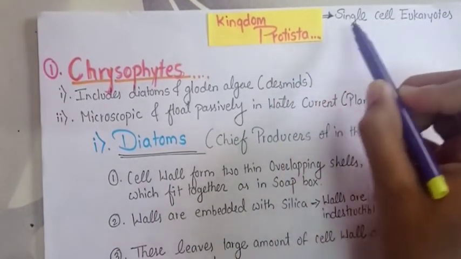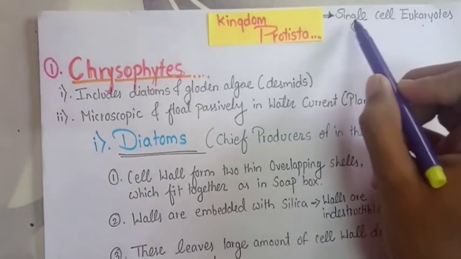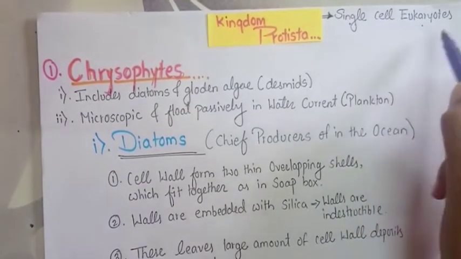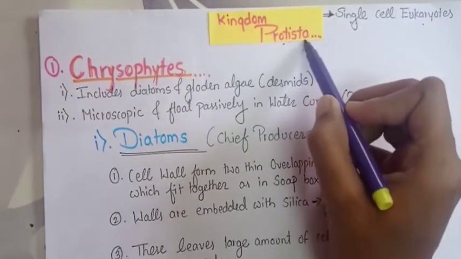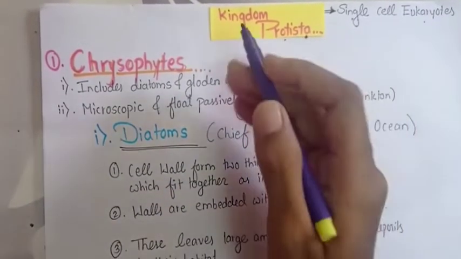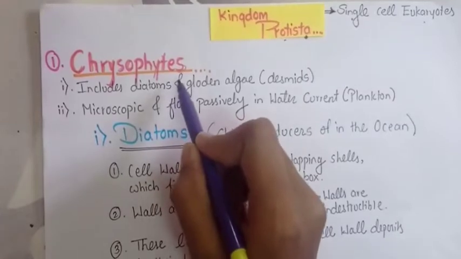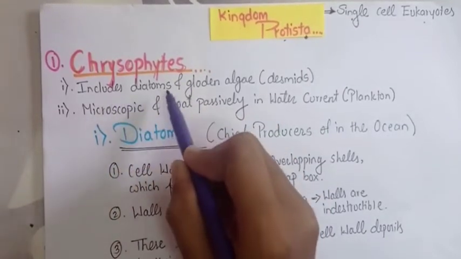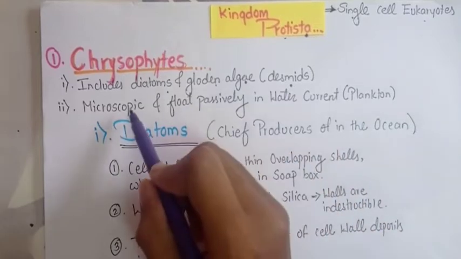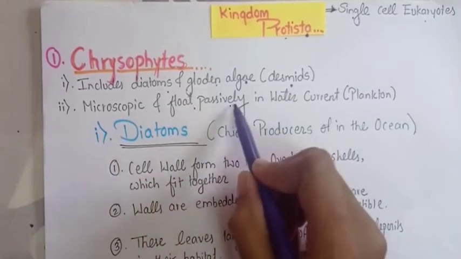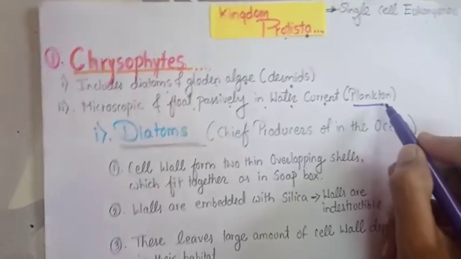Kingdom Protista is single-celled eukaryotic, whereas Monera is unicellular prokaryotic. Only single-celled eukaryotes are protista. Now, the first division or classification made is the Chrysophytes. This includes diatoms and golden algae, the desmids. They are microscopic and float passively in water currents, and are also called planktons.